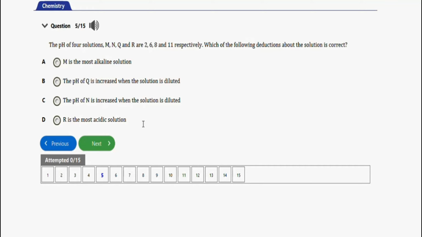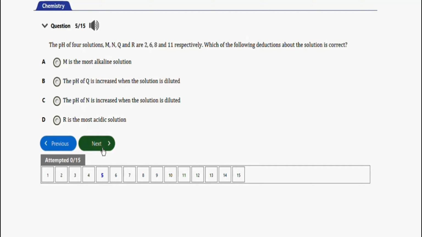So when you add water to N, the pH will increase because it will be less acidic. It will be approaching the value of 7, which is neutral. It will be less acidic. C is the right option.